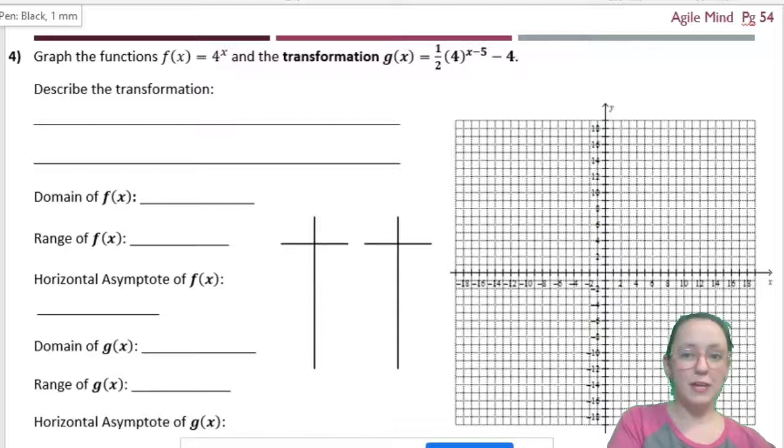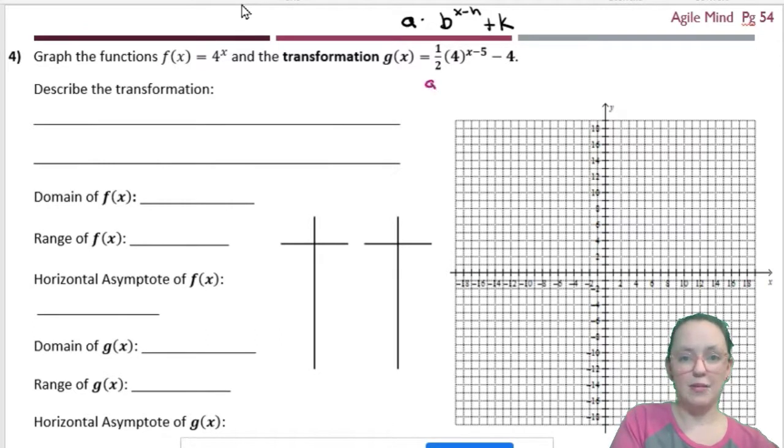Okay guys, we're going to be in your Agile Mind books on page 54. Here's number 4 for graphing another one of these exponential functions. We're going to start just like we did with our transformation form, where we have our a times our base with our exponent minus our h plus k. And we can start with identifying our a, h, and k.